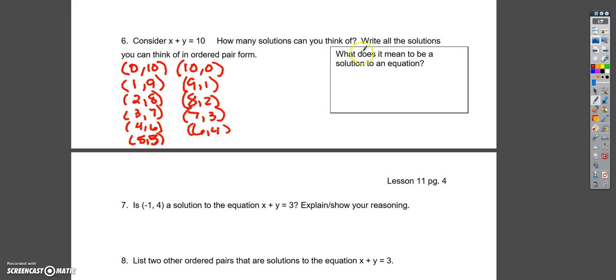So what does it mean to be a solution to an equation? Anything that you can plug in to balance it on both sides. If we put 0 plus 10, we get 10 equals 10. So anytime you can plug numbers in for the variable and it makes it equal on both sides, that would be a solution.